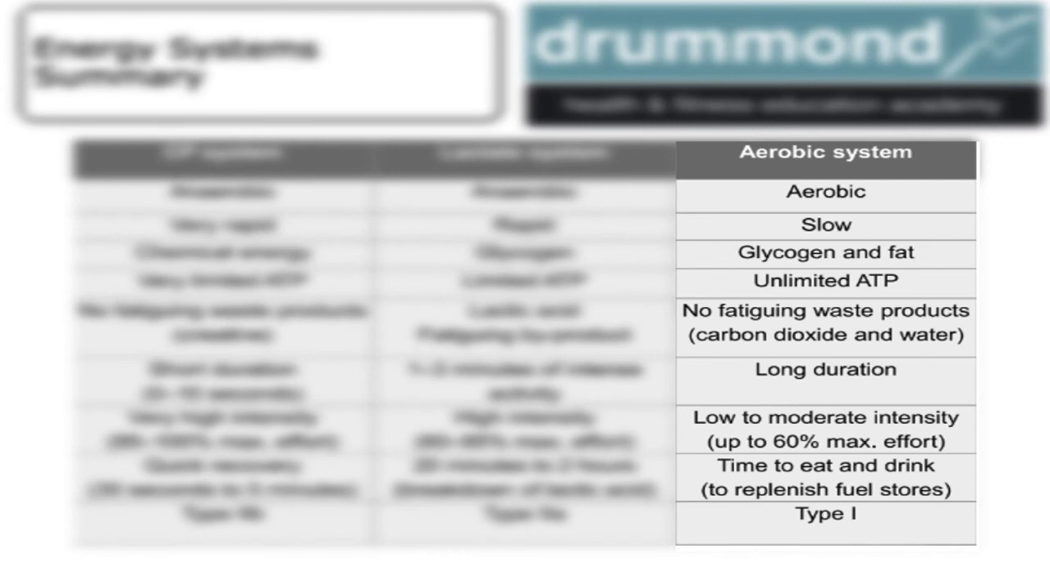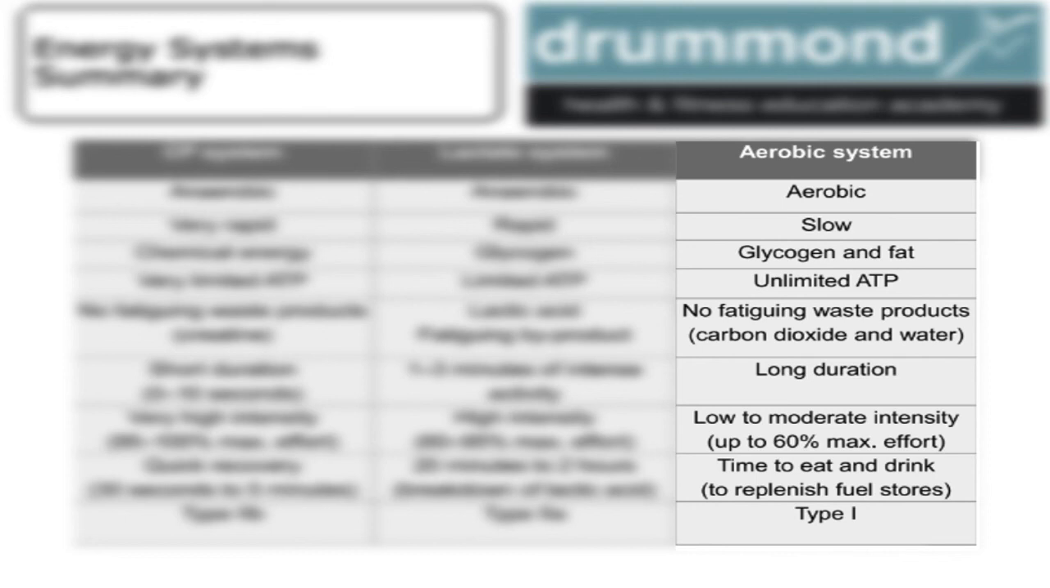And lastly, the aerobic system, which is going to be using oxygen, hence its name aerobic, is going to be a much slower production of ATP, but its fuel sources can be from glycogen and fat. This is going to be an unlimited ATP production, and there's not going to be any main fatiguing waste products, just carbon dioxide and water. And an accumulation of being aerobic, slower production, having multiple fuel sources, and no main fatiguing waste products allow it to be a much longer duration energy system.